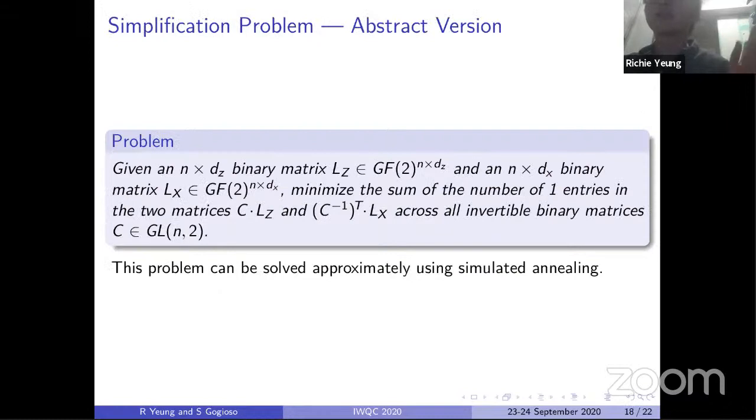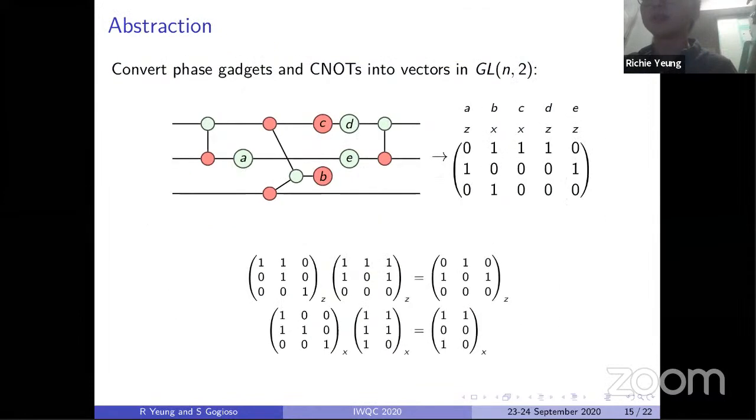So now, given all of this, we are ready to tackle the problem in its abstract version, which is: given the binary matrices which denote the legs of the phase gadget, how do you find the invertible matrix C, which reduces the number of 1 entries in these two matrices as much as possible? So if you look at this example, these are the original legs. We find a C such that C and C inverse transpose reduces the number of 1 entries in these two matrices as much as possible, because the 1 entries correspond to legs, and the fewer legs we have, the fewer CNOTs we need to synthesize the circuit.